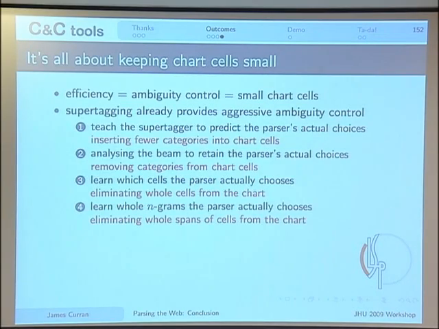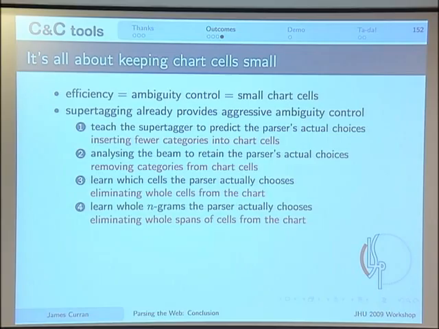Okay, so I just wanted to have one slide that summarizes the key idea or ideas from this project. Really, efficiency has become our primary obsession to some extent because we want to have a parser that people can actually use. All of these different types of efficiency you can think of in terms of keeping the chart cells, the individual cells in the chart, as small as possible, so having as few categories in there that they're constructing things with.